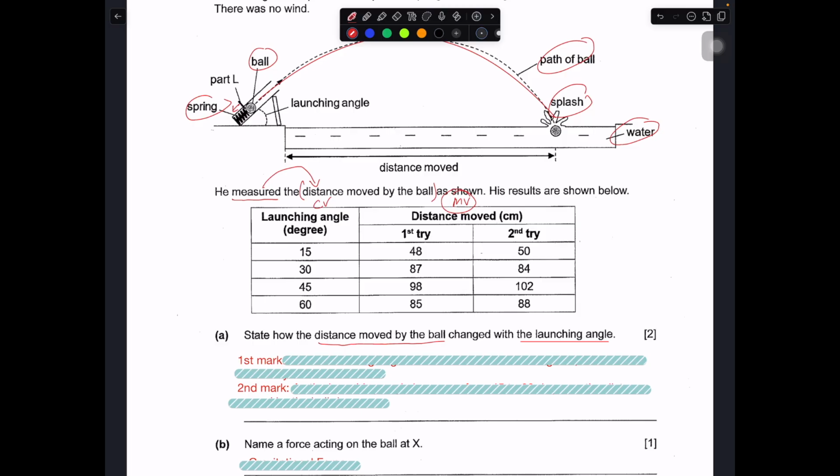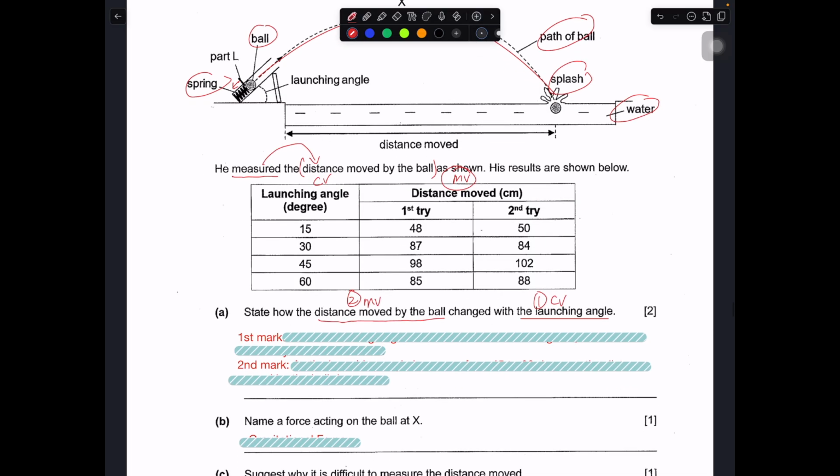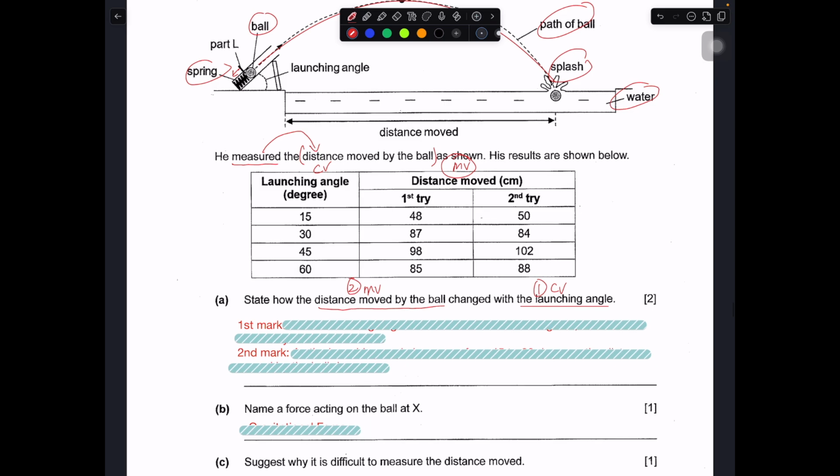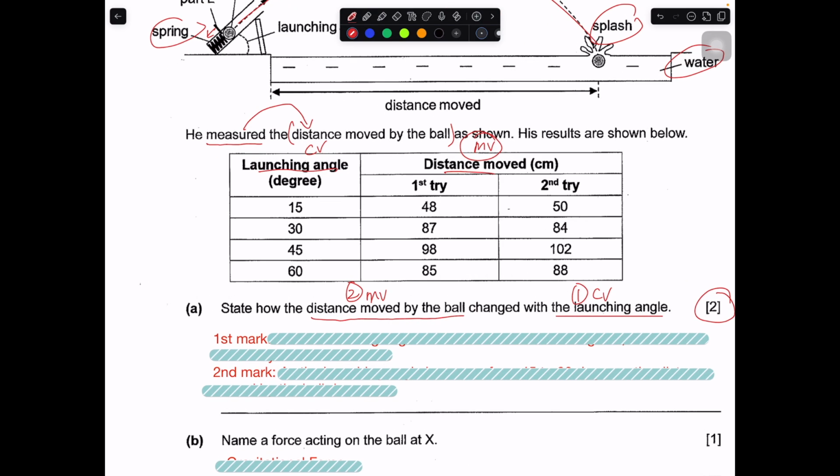So in this case, notice how question A is being phrased. State how the measured variable changes with the change variable. So you must write the change variable first, followed by the distance moved. You need to swap them around. What I mean is you have to write the launching angle first, followed by the distance moved. And you notice this is a 2 mark question. So in this case, you have to look into the data first. So let's take a look.